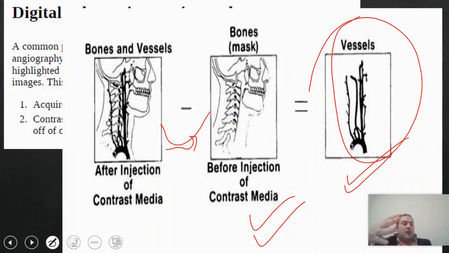Sometimes the patient may move while you are taking the contrast agent image, and the first mask image must have the patient in the same position and the same condition because it subtracts pixel from pixel. If there is a shift in the pixels, it will take a different value.